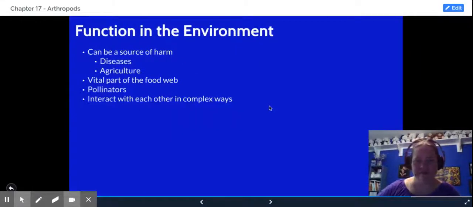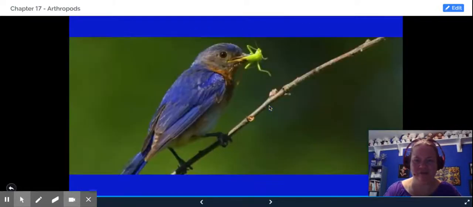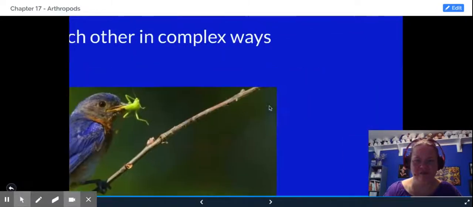All right, they can be a source of disease. Mosquitoes and flies can transmit diseases. They can also be pests for agriculture. They are a vital part of the food web. They are pollinators. Bees, butterflies, and mosquitoes are actually pollinators. Mosquitoes don't use the blood that they get from humans to eat. They use it to give nourishment to their eggs, and only the females will bite you, but the males will not. Okay, and they interact with each other in very complex ways. Okay, you can see a good food source there.